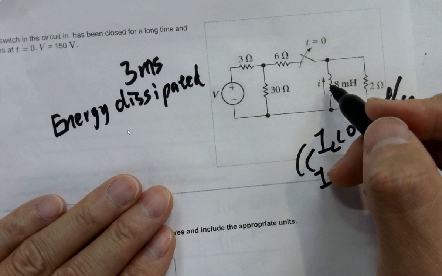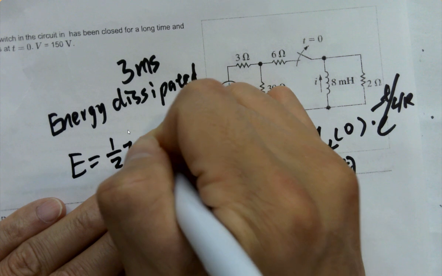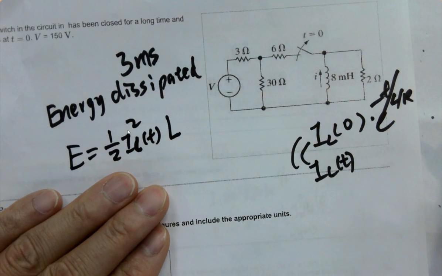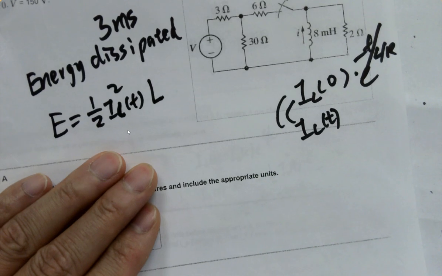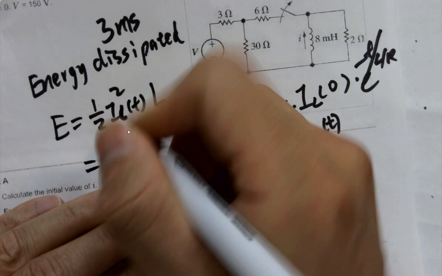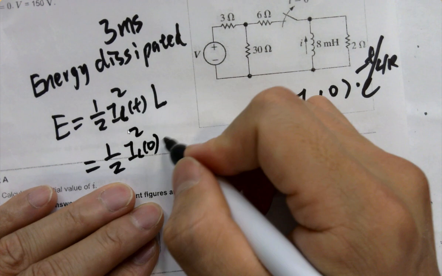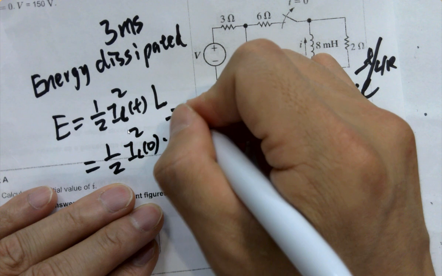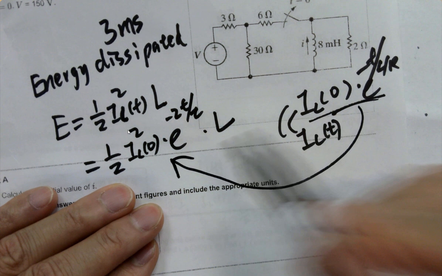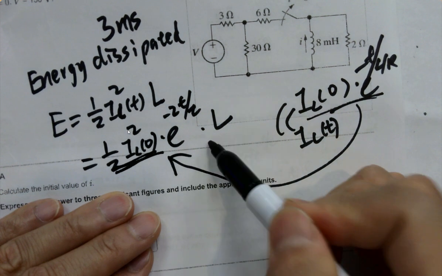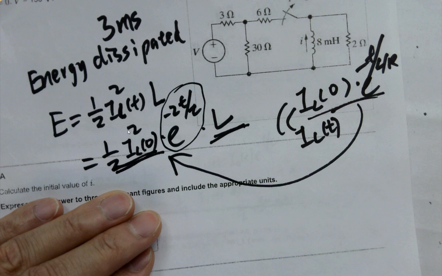So how to calculate energy of the inductor? E equals what? Right? A half times I squared times L. So this is IL, which is IL0 squared times e to the negative 2t over tau. You plug this in here. These are all constants, it's not changing anything. This is the attenuation factor, it's less than 1.